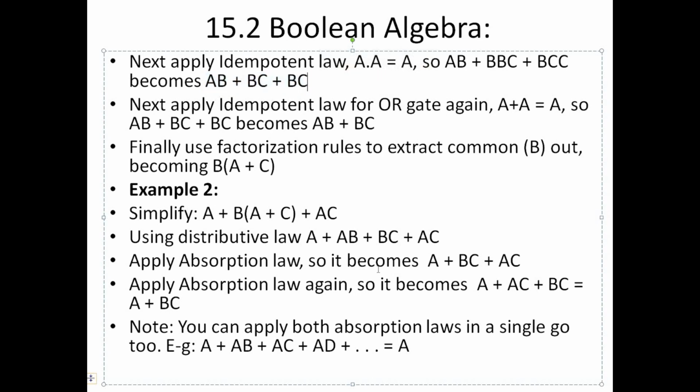Next we apply the idempotent law for the OR gate. Any number added with itself will return that number. So BC plus BC would simply become BC. One of them can be cancelled out. Now you can simply use the rule of factorization to simplify it further. B is common, keep it outside and put A plus C inside, and that's it.